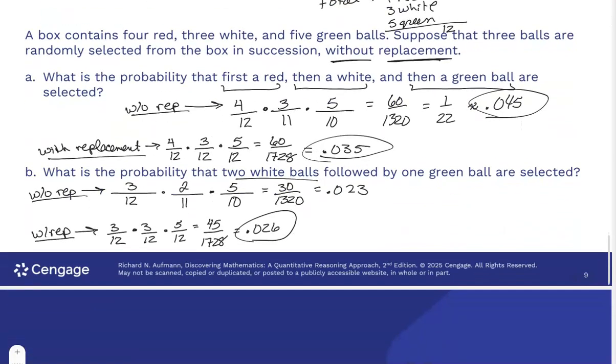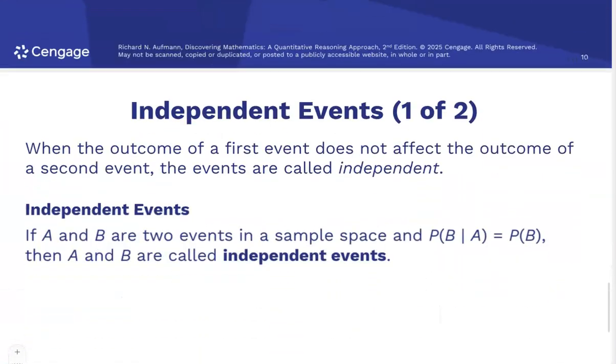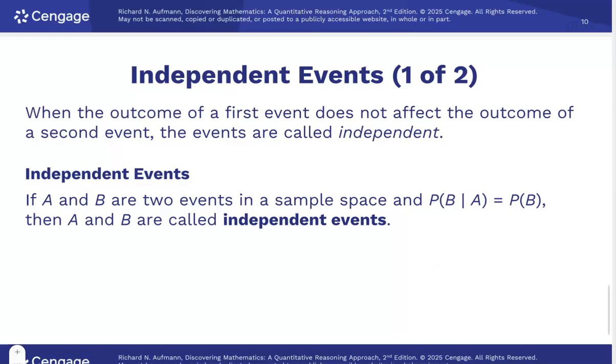When we solve problems like this, we are looking for those key words, with replacement, without replacement, and so on. Let's talk about this idea of independent events. Two events are independent if one doesn't affect the other one. So let's think about flipping a coin and rolling a die. If I flip a coin and I get a heads, that has no effect on what happens when I roll a die. So those are independent events.